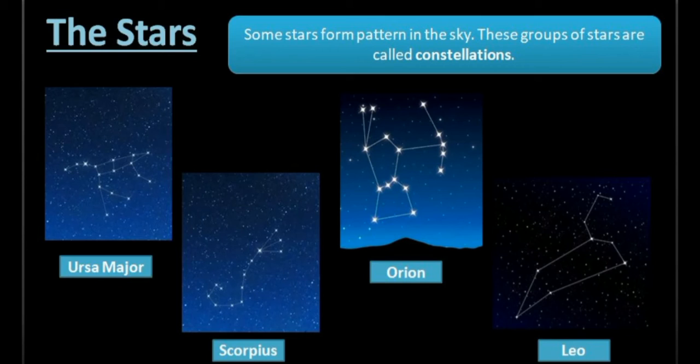First is the Ursa Major, which looks like the great bear. Second is Scorpius, which looks like a scorpion. Third is Orion, which looks like a hunter. And fourth is Leo, which looks like a lion. And in the clear starry night, you can identify these constellations.